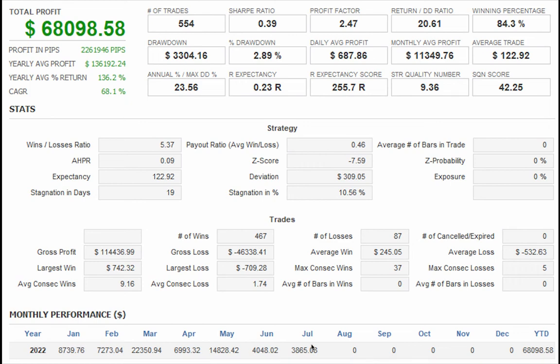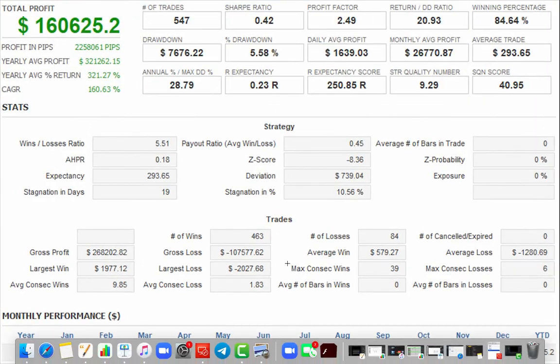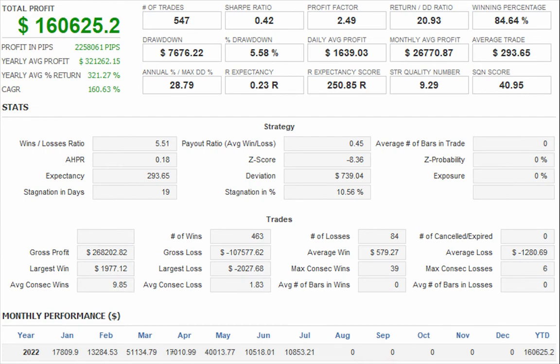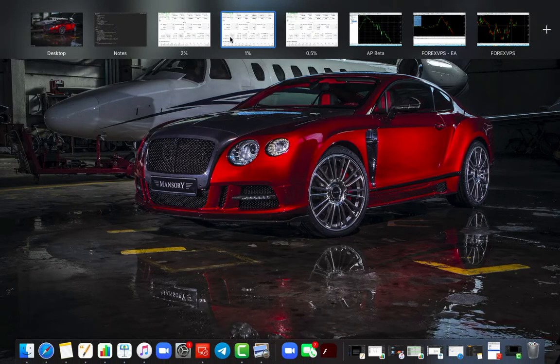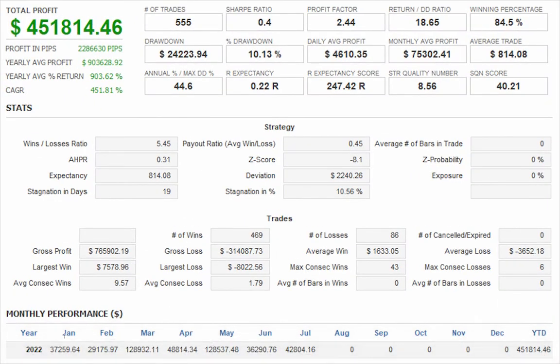Every month was a winner. So here is at 0.5 risk, at 1% risk, you can see here, all winners. Every month was a winner. And at 2% risk, you can see here what? Every month was a winner. Every month. So that's the beauty of optimizing the equity and profit protectors.